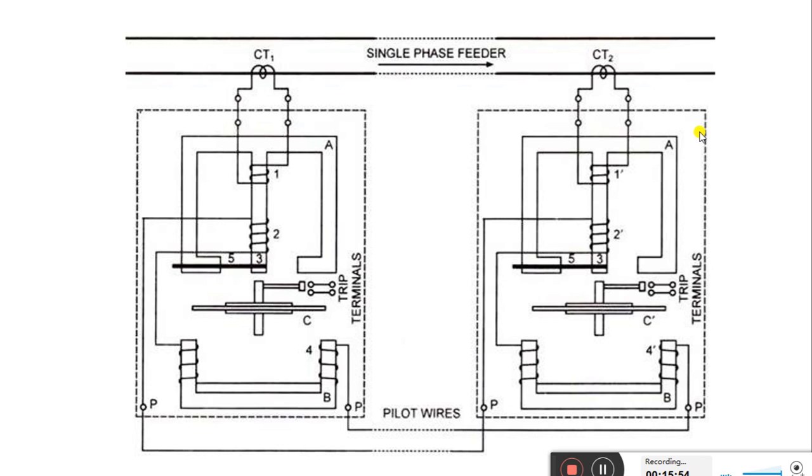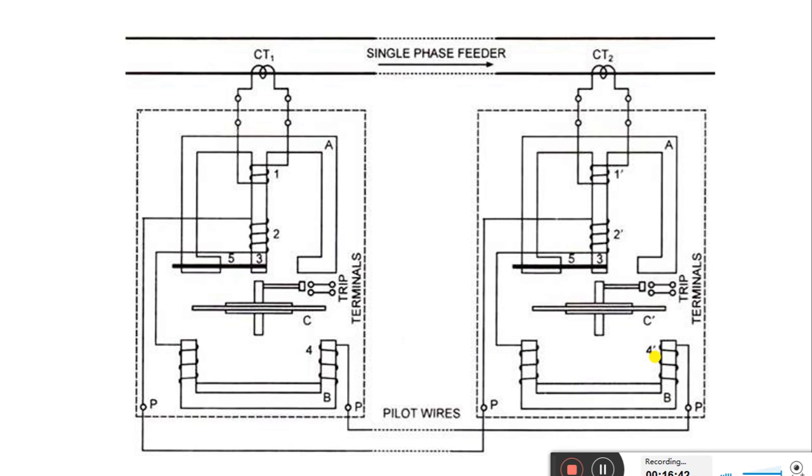So in the normal case, when there is no fault in the circuit, a normal current enters through CT1 at one end and goes to the other end through both CT1 and CT2, so there will not be any effective current flowing through the 2 and 2 dash coil to the 4 and 4 dash coil, because unless the required current flows in the 4 and 4 dash coil, this relay, that is this disc, will not operate, because the 4 and 4 dash coil are called the operating coil.